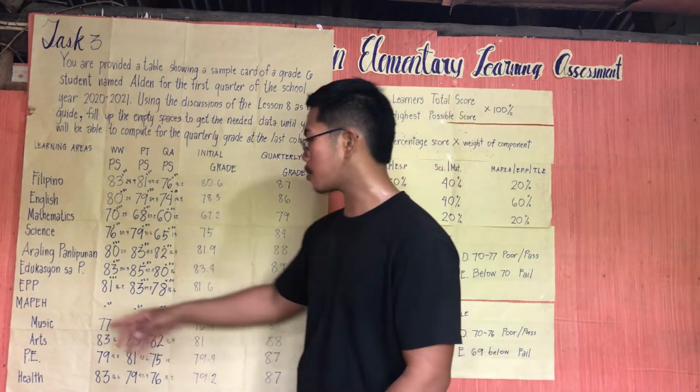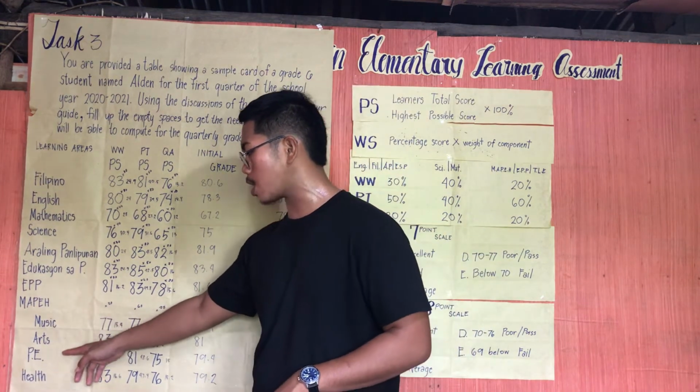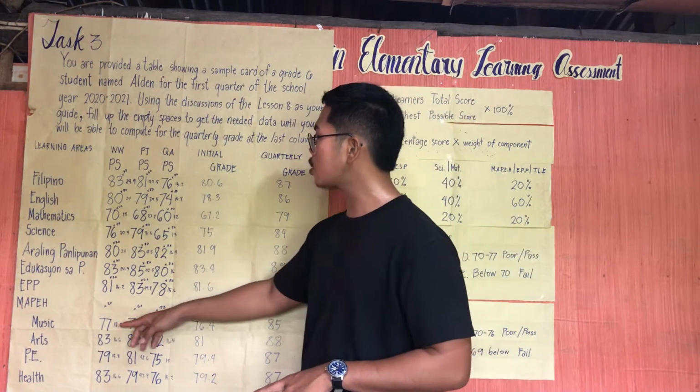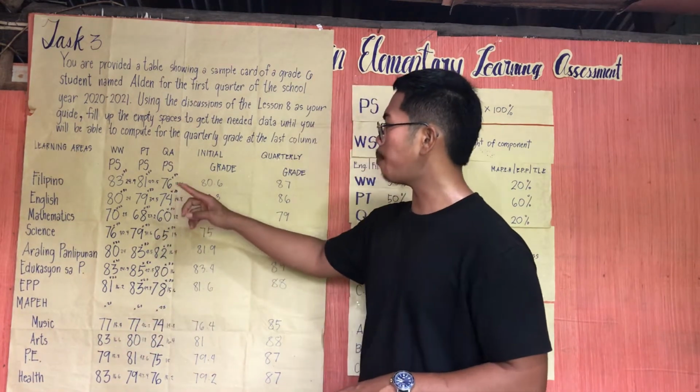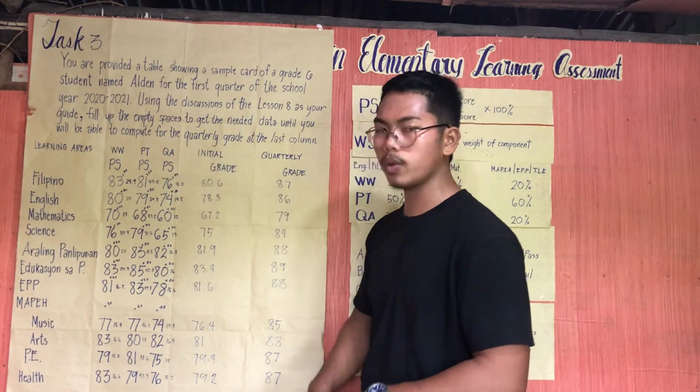Okay, for the subject MAPEH, we have the four components of MAPEH: music, arts, PE, and health. And we will also find the weighted score for each component, the written works, performance task, and quarterly assessment. So we will begin.